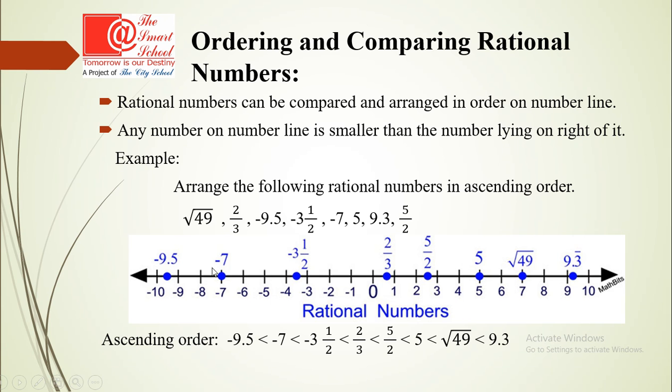So now all these numbers are arranged on a number line, and in ascending order we can say that minus 9.5 is smaller than minus 7, minus 7 is smaller than minus 3 whole 1 over 2, and it is smaller than 2 over 3, and this is smaller than 5 over 2, and this is smaller than 5, and it is smaller than root 49, and the biggest number is 9.3 recurring.